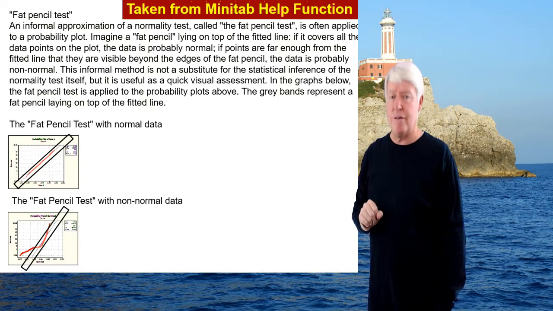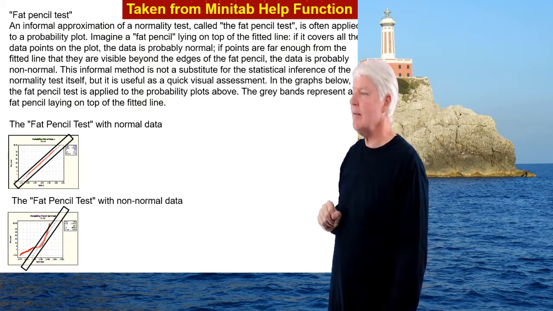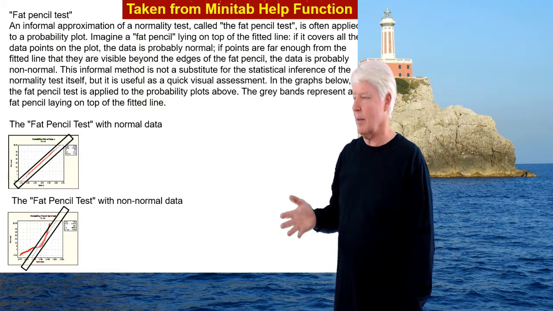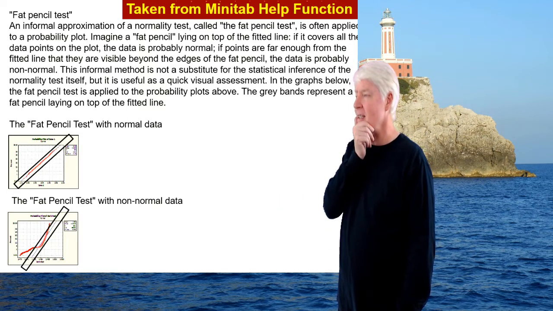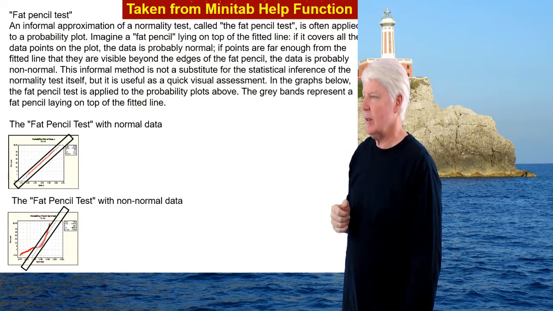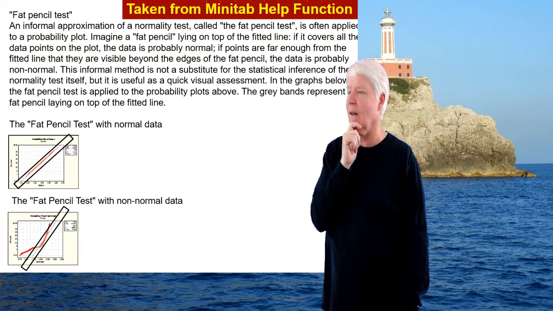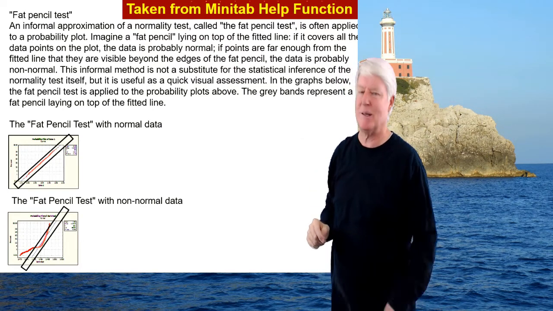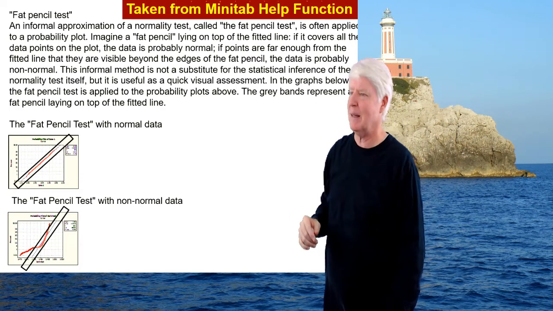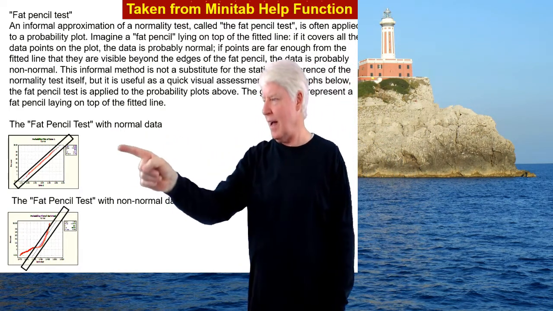Now there's also a fat pencil test. It's not quite as objective, but it's still what a lot of people do. And it's not bad. It's a very common test in Six Sigma. So what is it? An informal approximation of a normal test called the fat pencil test. Now that's pretty subjective. How fat are you going to make the pencil? And this is what it is. That's the fat pencil test.